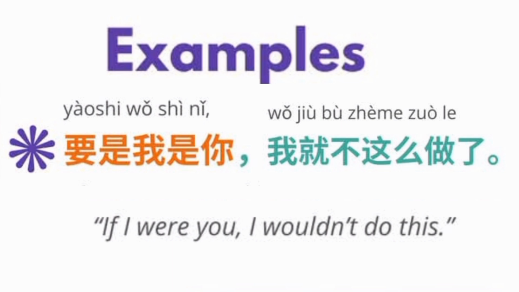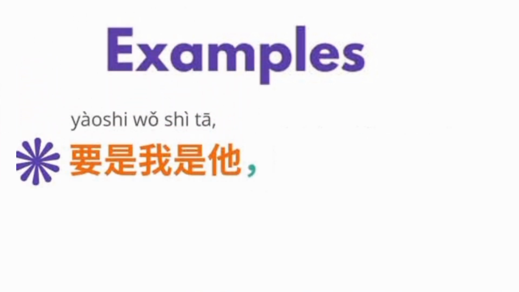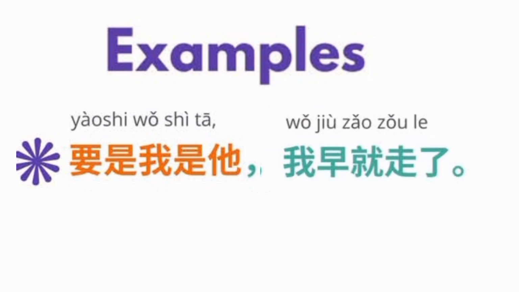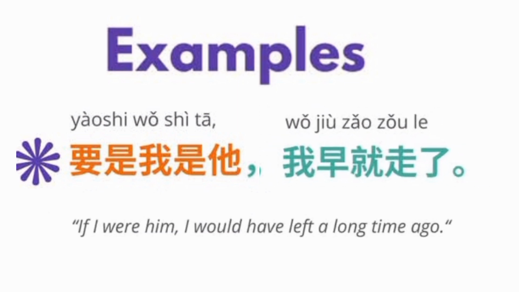Let's watch another example too. 要是我是他，我早就走了。If I were him, I would have left a long time ago. So these are our phrases which we are learning.